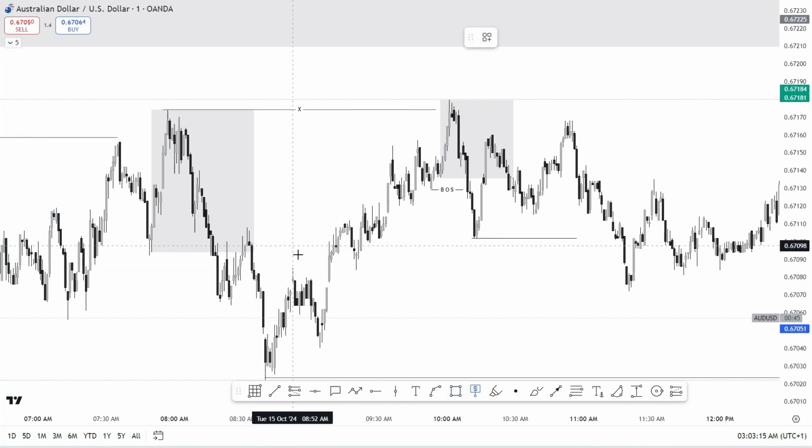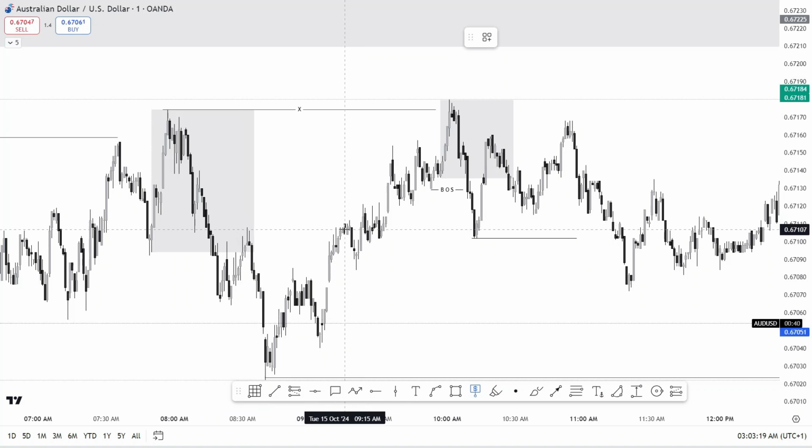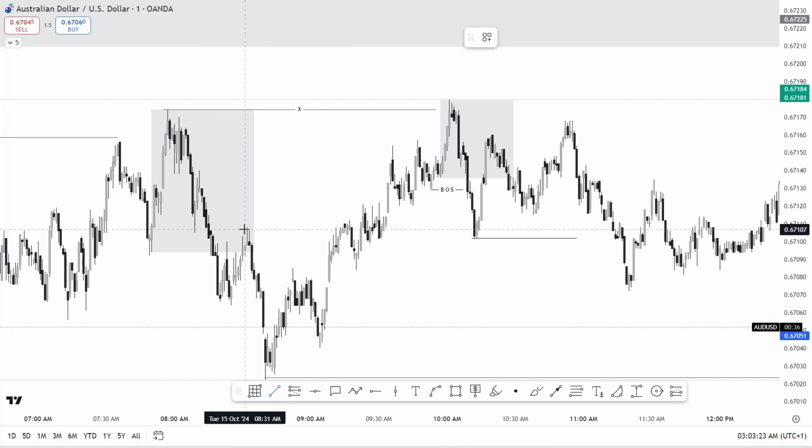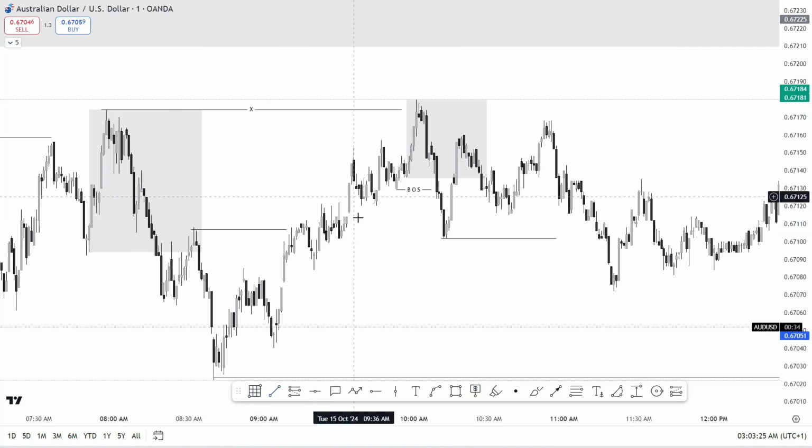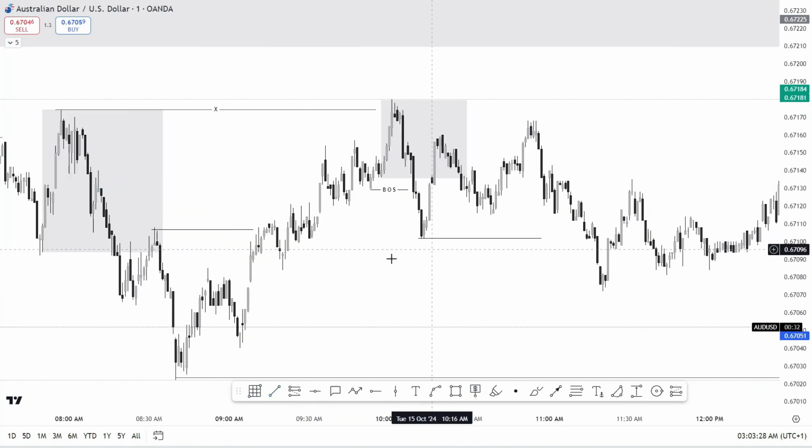So we have a push. We have the break of structure right there. Let me show you again, probably you didn't see that. So we have a break of structure right here, a counter trend trade. Why are we looking for counter trend?